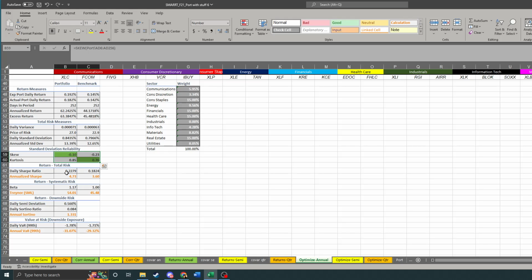For the return, the daily Sharpe ratio is just the expected daily return divided by the standard deviation. And then same for the benchmark, obviously, but one to the side. And then the annualized just uses the excess return divided by the annualized standard deviation.